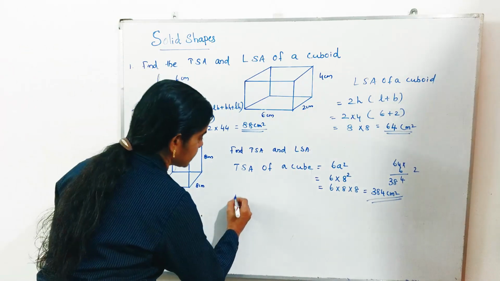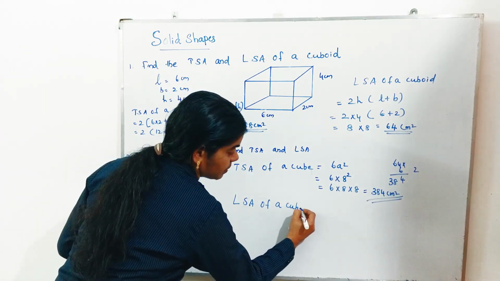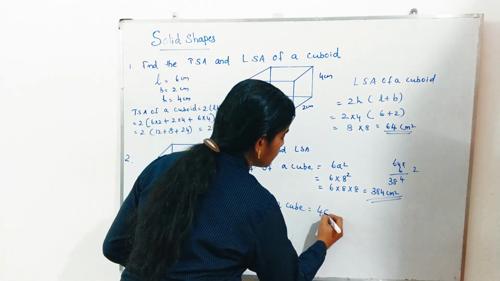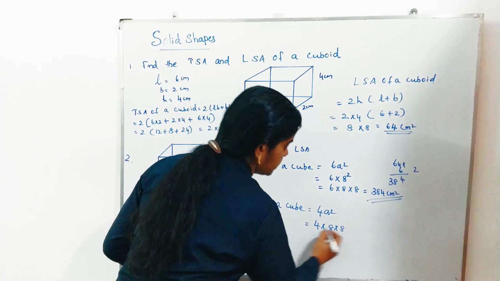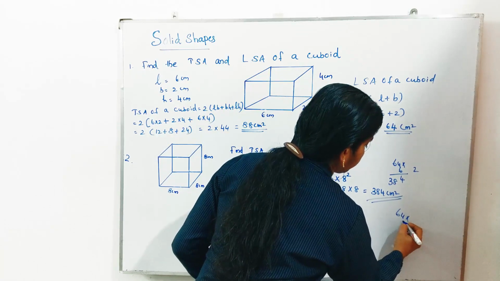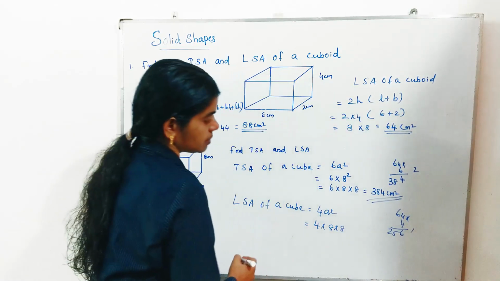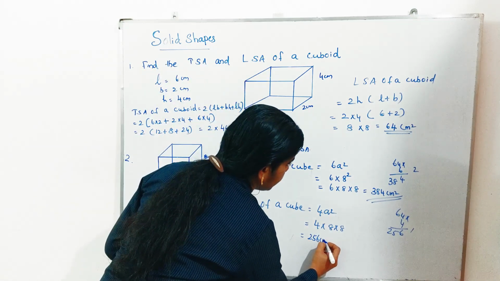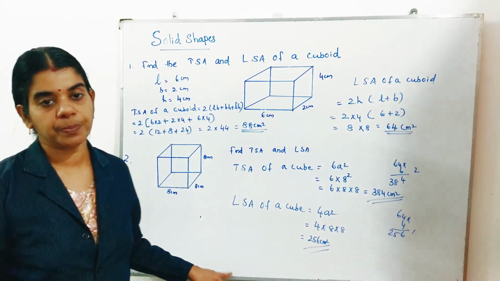Lateral surface area, LSA of a cube, or CSA also we can say, curved surface area, that is equal to 4a square, that is 4 into 8 into 8. Then 8 into 8, 64. 64 into 4, 256 centimeters square will be the lateral surface area of a cube.